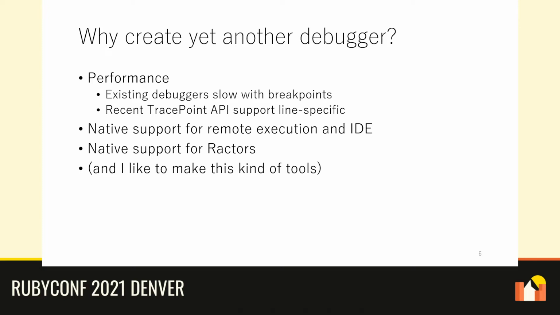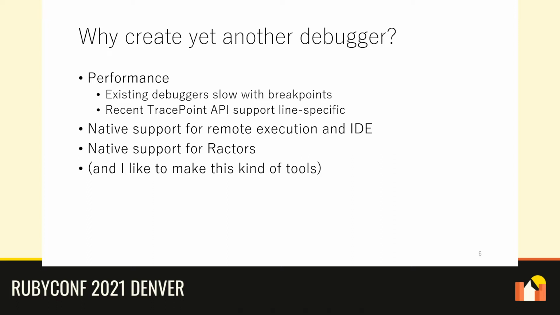So we already have Ruby debuggers, but I decided to make a new debugger for several reasons. One reason is the performance of existing debuggers. When we use breakpoints in a program, existing debuggers can become slower because of checking breakpoints. Recently, we introduced new TracePoint features to solve this slowdown, so we can improve the performance of debugging. In other words, we don't need to hesitate to use debuggers in development.